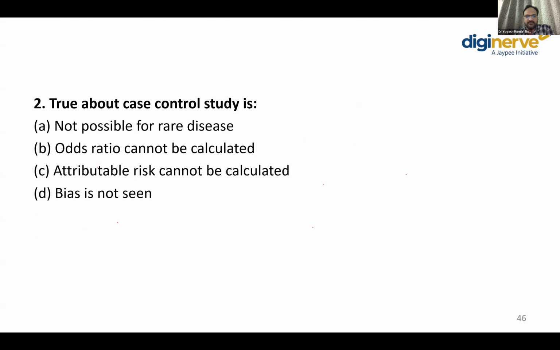Then next one: true about case control study. Case control study is not possible for the rare disease. We have discussed that case control is done for the rare disease, so A cannot be the answer. Odds ratio cannot be calculated? We can calculate the odds ratio. So A and B are not the options. Third one, attributable risk cannot be calculated. Yes, it is correct. We can calculate the attributable risk by cohort. And bias is not seen? Bias is seen in the case control. So option C is the answer of the exclusion. Our answer will be option C.